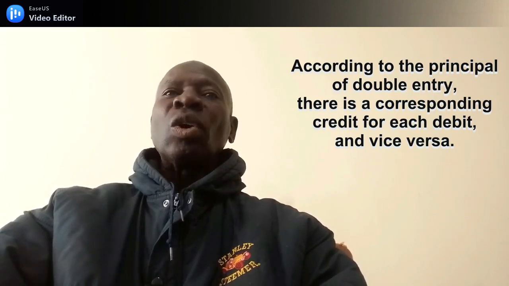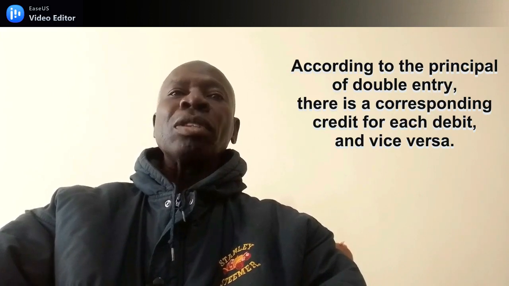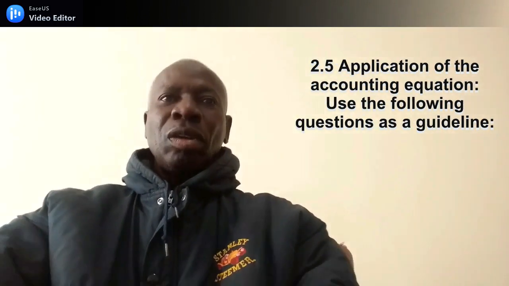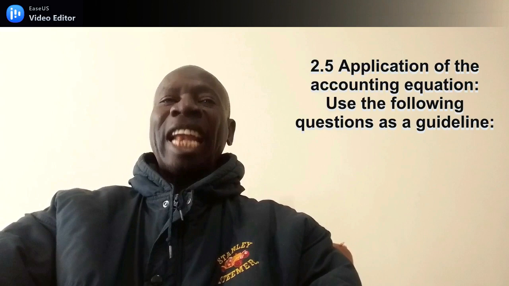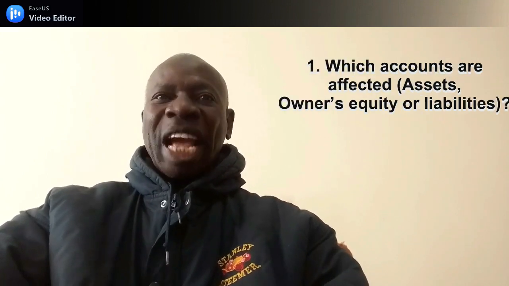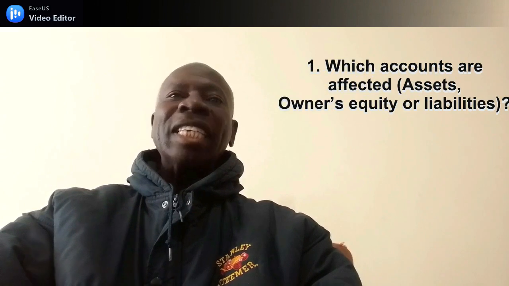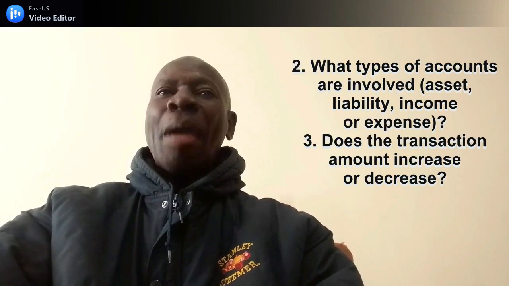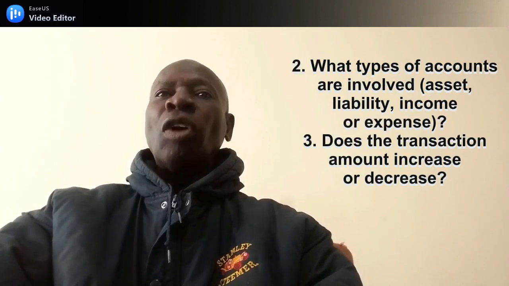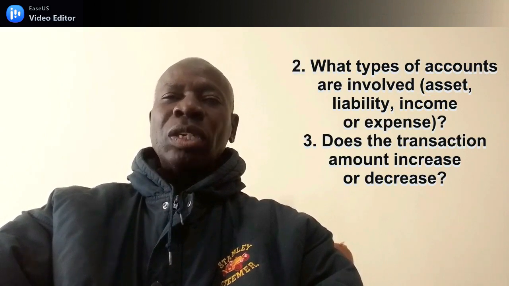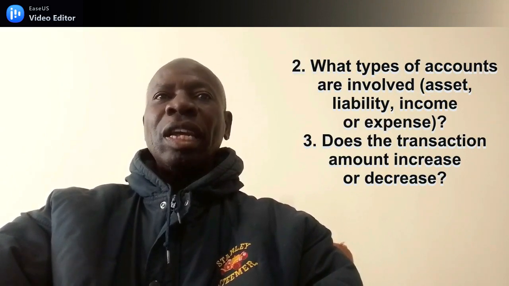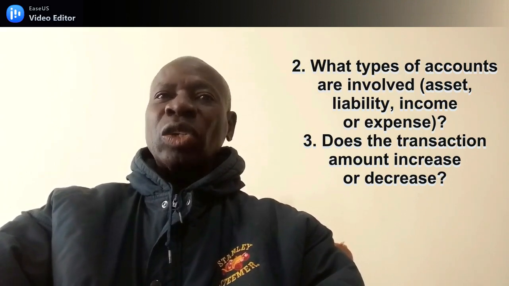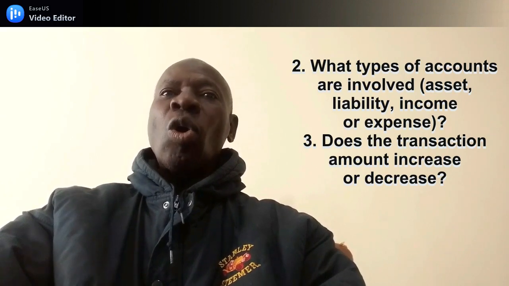We are going to look at quite a number of examples that relate to the accounting equation. In applying the accounting equation, we use the following questions as a guideline. Number 1, which accounts are affected? Are they assets, owner's equity, or liabilities? Number 2, what type or types of accounts are involved? Is it an asset account, liability account, income account, or expense account? Number 3, does the transaction amount to an increase or a decrease?